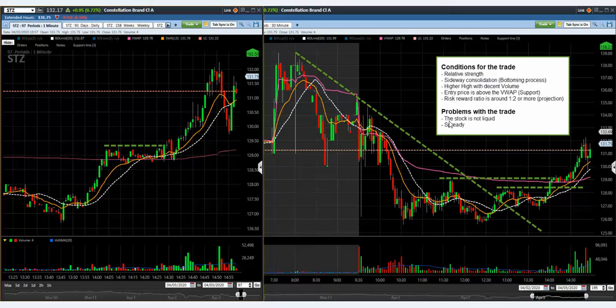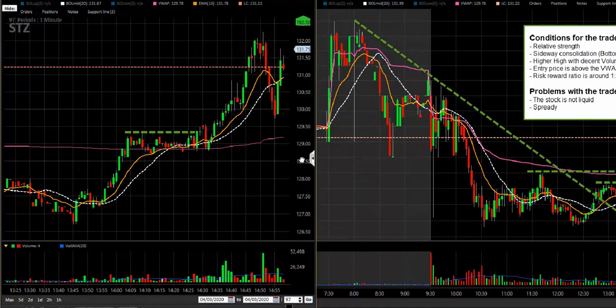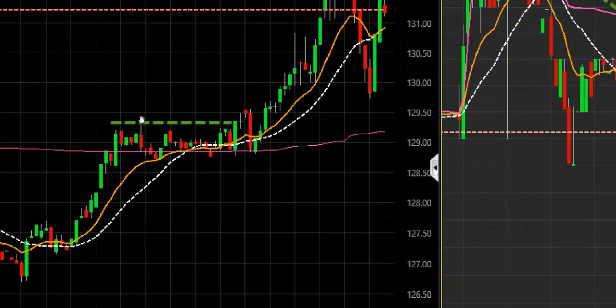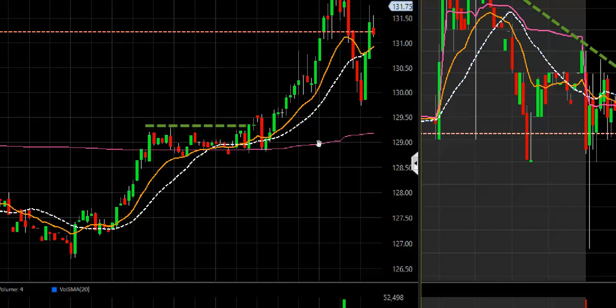Okay, and let's talk about the entry. Entry should be this high right here, this candle high. So that should be the entry. That's one option. Second option, some people go in at 129.50. It's not a whole number, it's like a semi whole number, but some people might want to go in there. So that's another one.